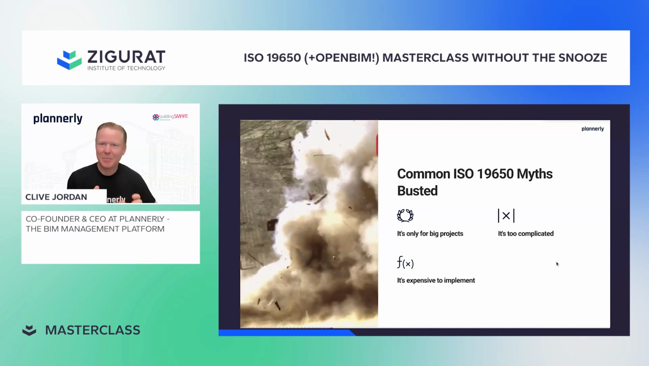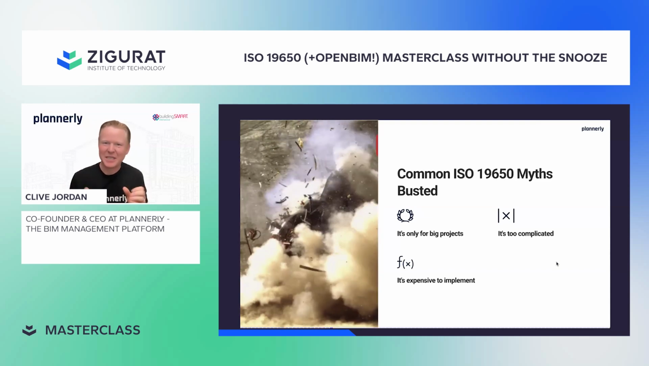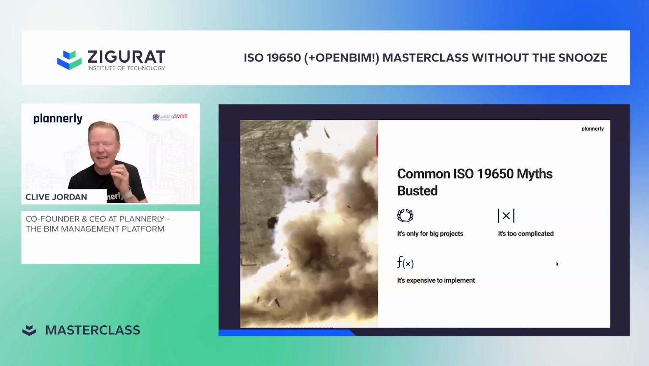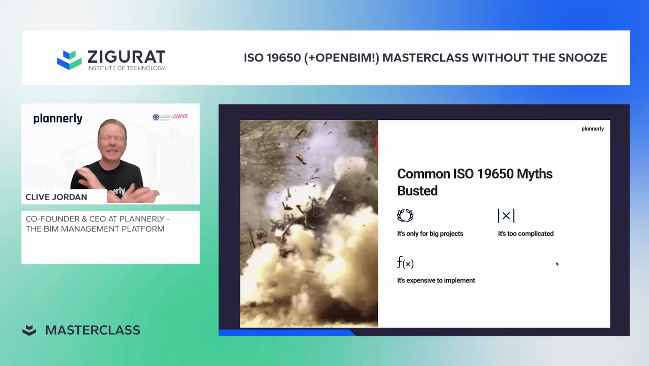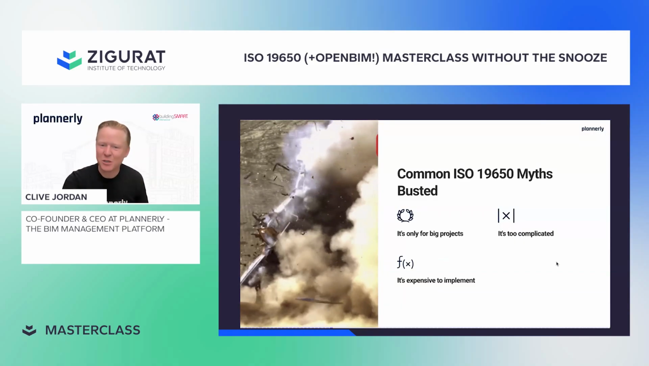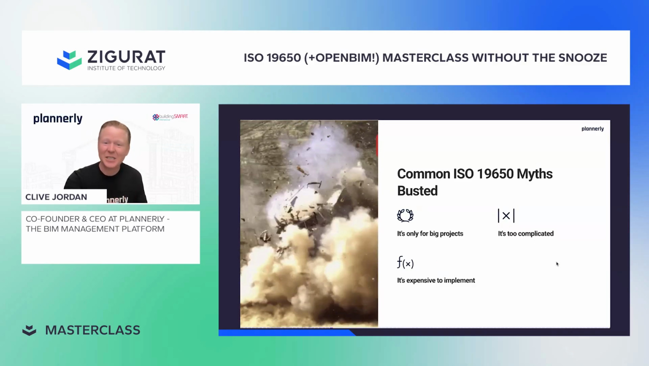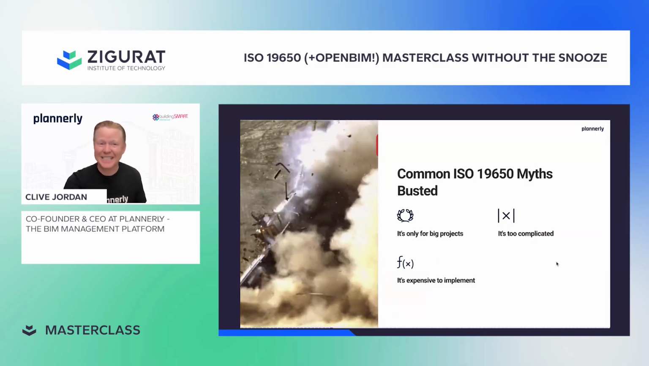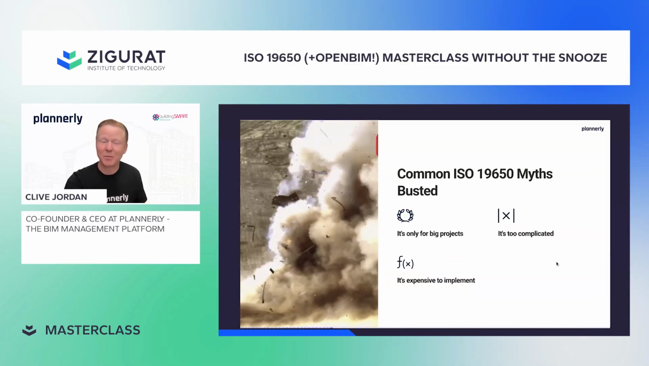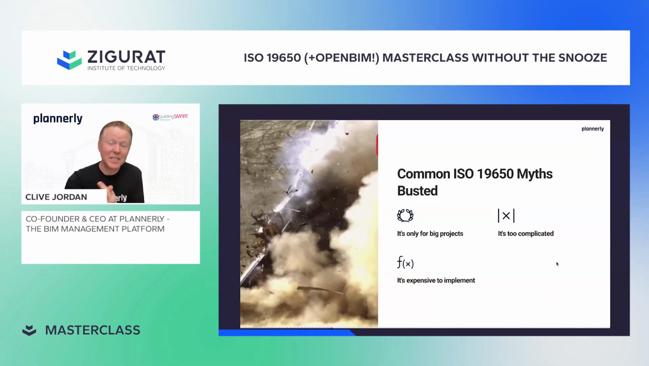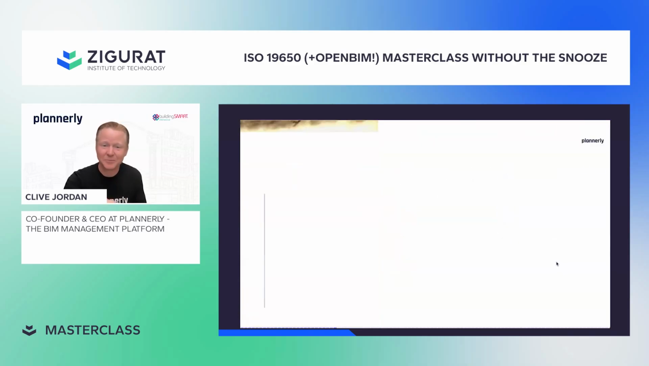One of the biggest things when we talk about ISO 19650 is that people think, oh, that's just for big projects. It's really complicated and it's so expensive if you want to do it. That's not true. And we'll show you how you can implement it seamlessly, quickly. And actually, we've got a program for your company to be able to implement ISO 19650 in 60 days and get the efficiency benefits and the opportunity to win more business as a result.